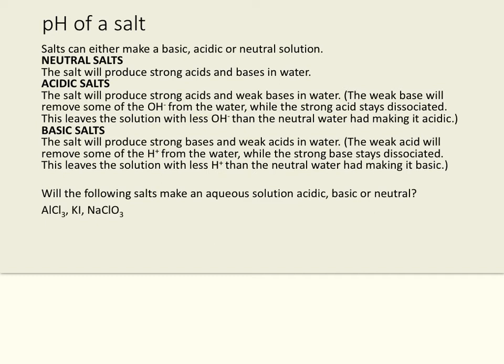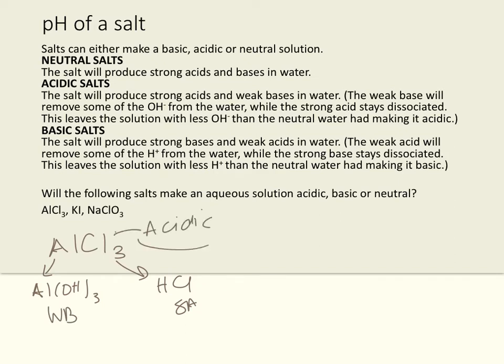I'm going to do the examples. You can pause the video and try to do them on your own based on the explanations up above. All right, so AlCl3. If I look at this, that could make Al(OH)3 and HCl. This is a strong acid. This is a weak base. And so this is going to be an acidic salt. An explanation of that, this will stay dissociated in water, and so this is going to pull hydroxides out of the water, making excess H, and so it's going to make it acidic.